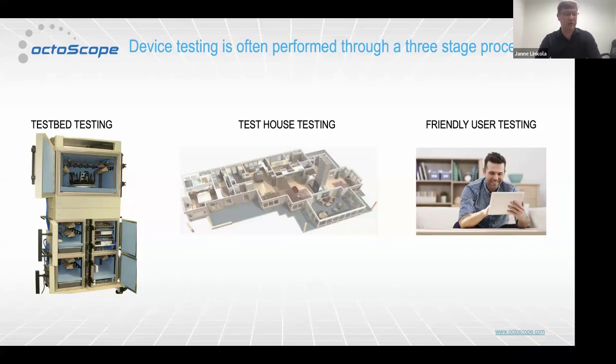Quite often, the product is then taken into some kind of open air environment, perhaps a test house, and then finally, the testing might, or very often, involves real end users. Some people call this beta tests, friendly user tests, but the type of testing that's performed as part of real people's real lives. So the focus, most of the presentation, is going to focus on these first two.